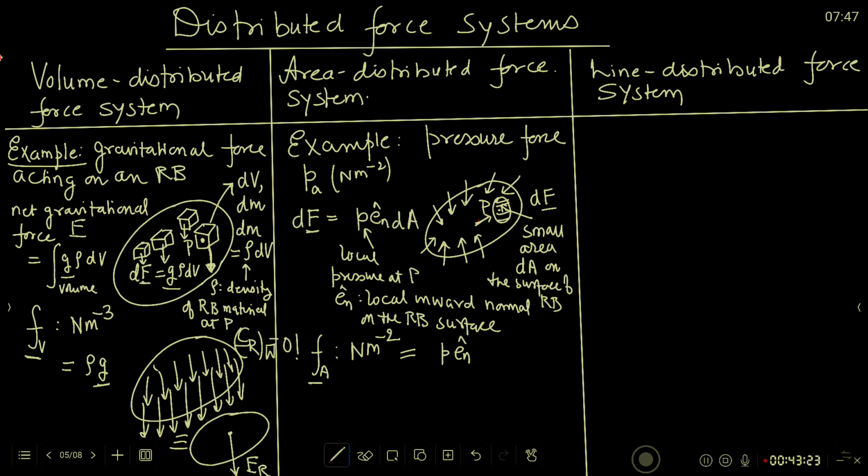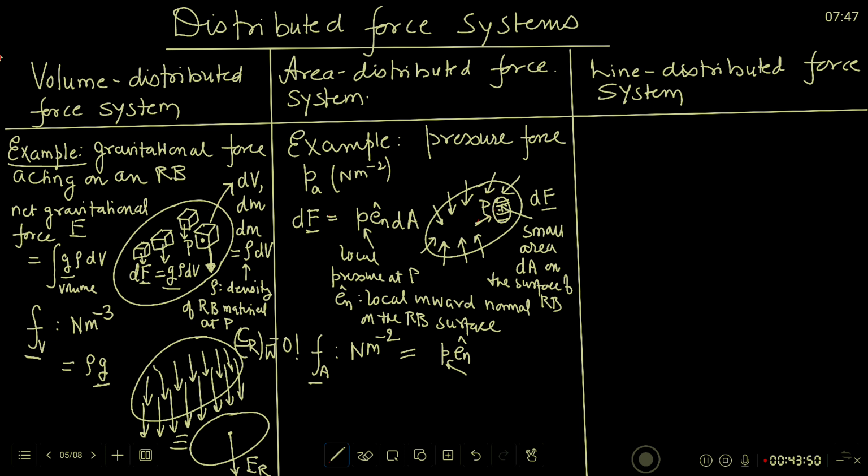Now if it is atmospheric pressure, P will be uniform over the entire surface, but we can have situations in which P may be changing from one location on the RB surface to another. In fluid mechanics, we come across this scenario very often, that the pressure acting on the surface of a body changes from one location to another.